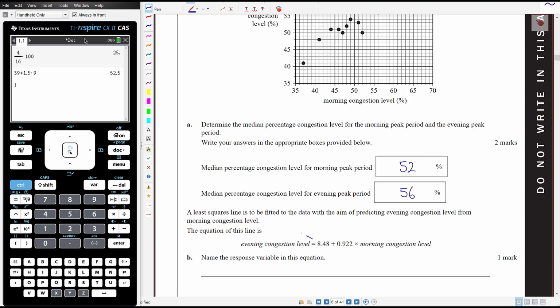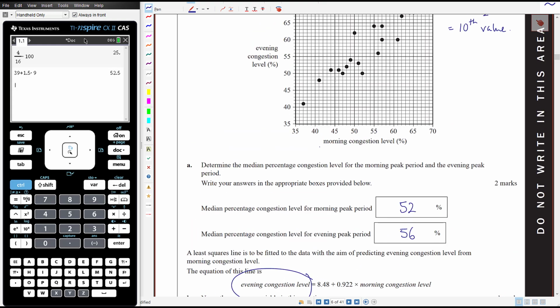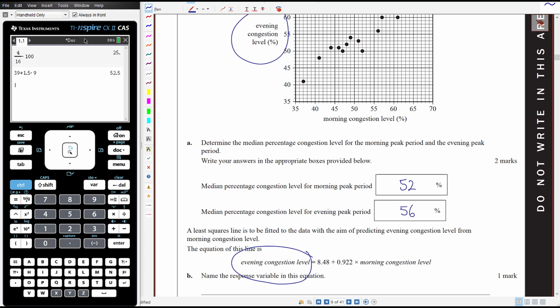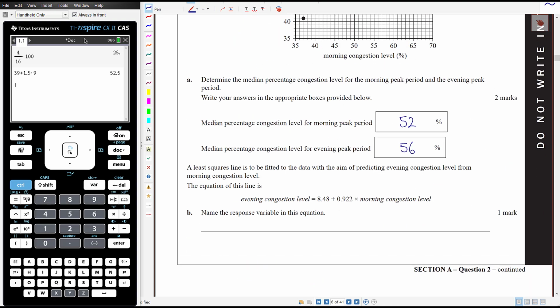Okay, so we can see from the equation that this is going to be the response. We can also see from the scatter plot that this is going to be the response. We can also read it from the sentence: a least squares line is to be fitted with the aim of predicting evening congestion, so evening congestion is the response. Okay, so three ways to tell that, more than enough information to work out what the response variable is. Sorry, evening, I can't write and say a different word at the same time. Evening congestion level is the response variable.